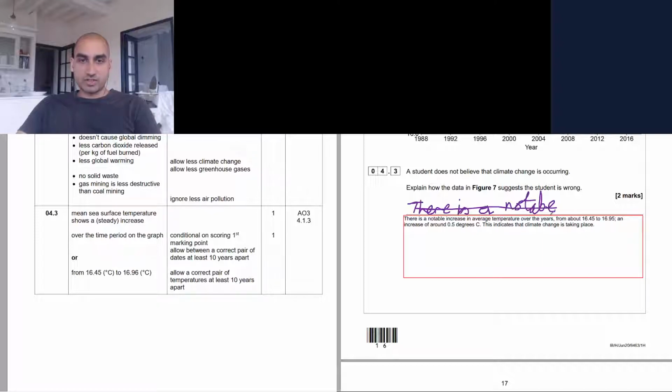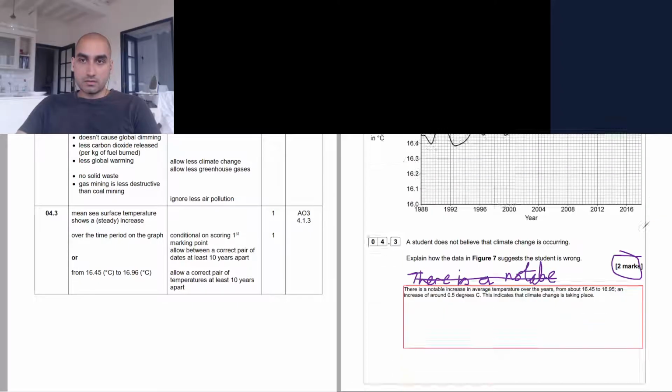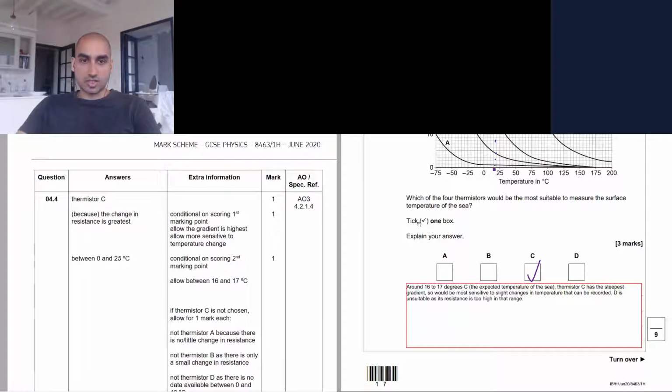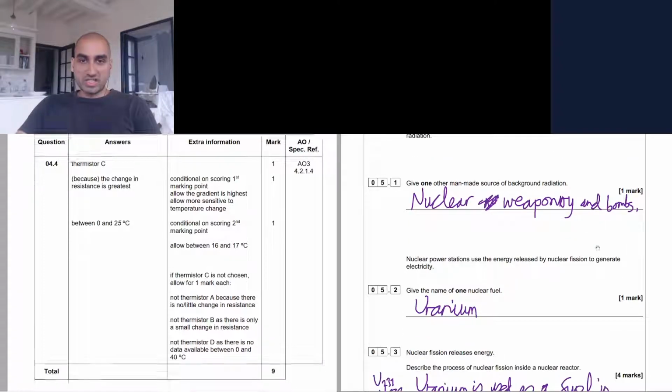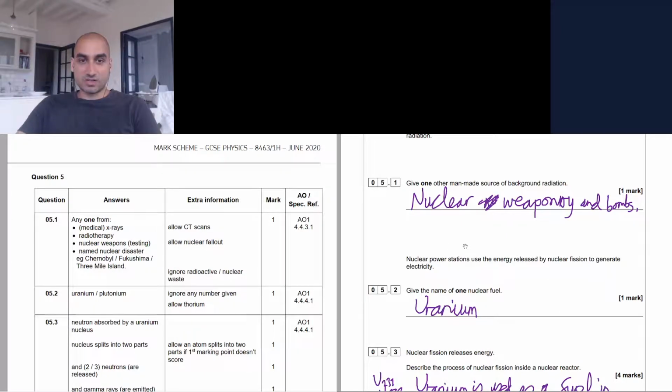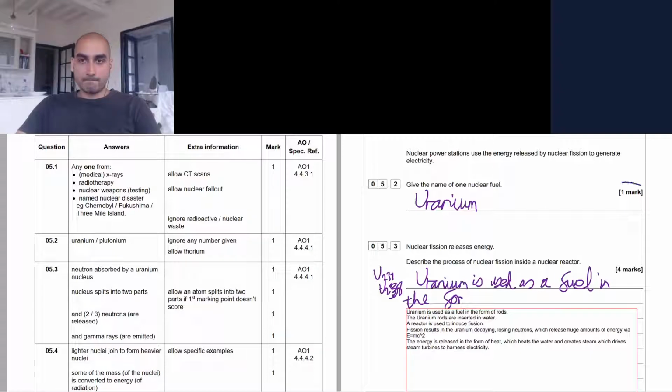Notable increase in average temperature over the years from the 16.45 to 16.9. Yes. Yes, over the time period of the graph. Yeah, that's fine. C, please C, please C. Yes, because the change of resistance is greater. Yes, correct. Nuclear weaponry and bombs. Yes, yes, yes. Nuclear weapons. Uranium, yeah.